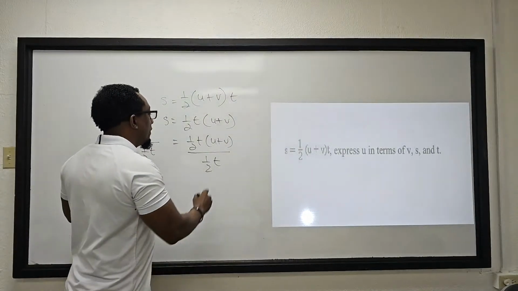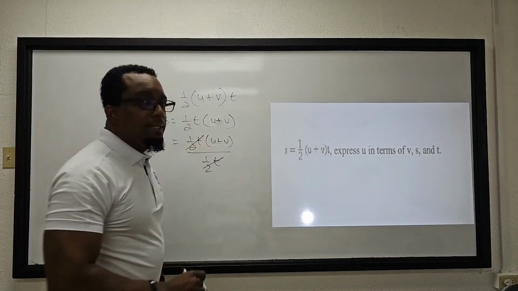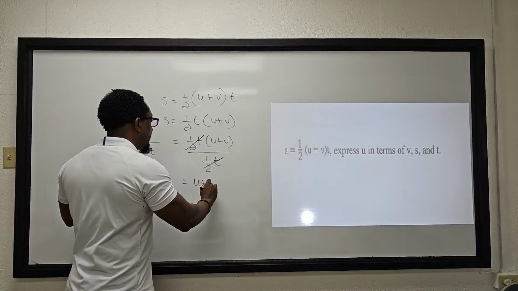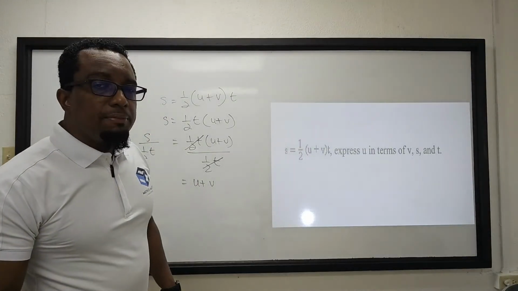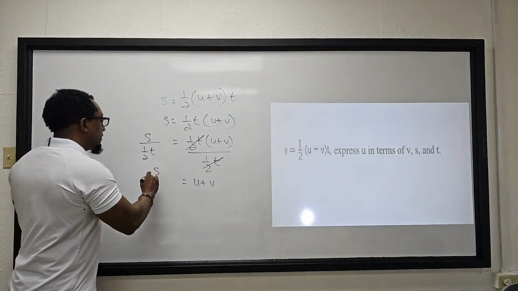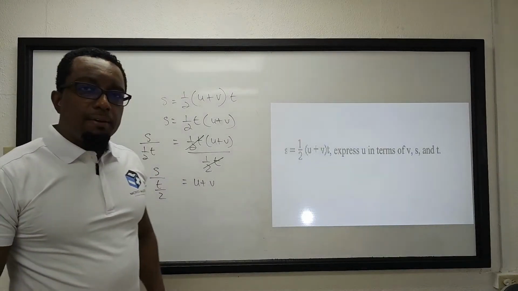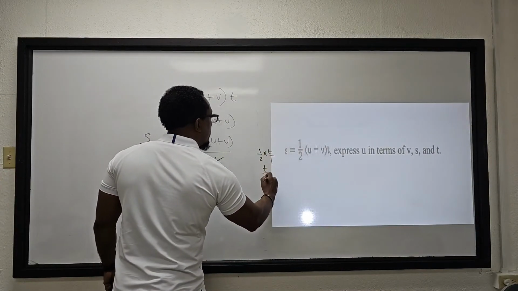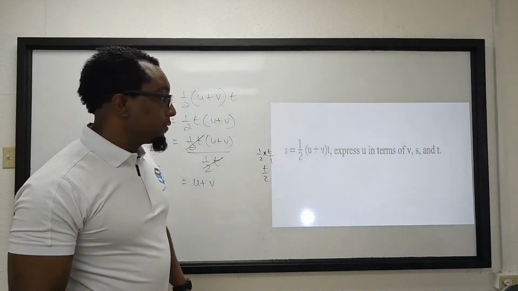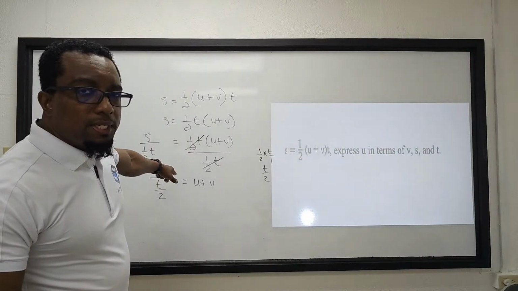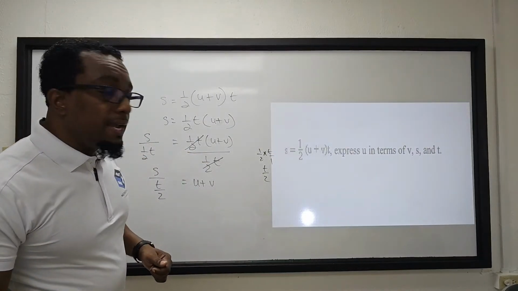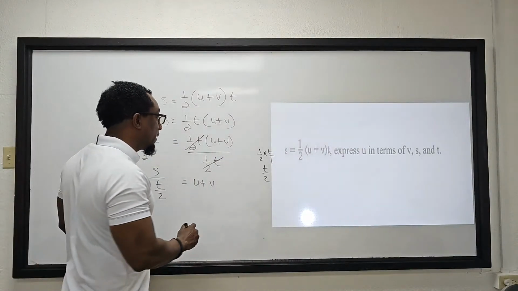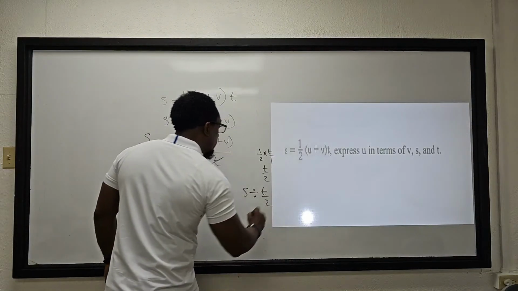So what is going to happen here? My a half T and a half T will divide into each other to give me 1, and I'm going to be left with U plus V, and S all over a half T. A half T can be written as T over 2, because a half multiplied by T over 1 is T all over 2. So let us format this properly: S divided by T over 2, where the line represents a division operation.